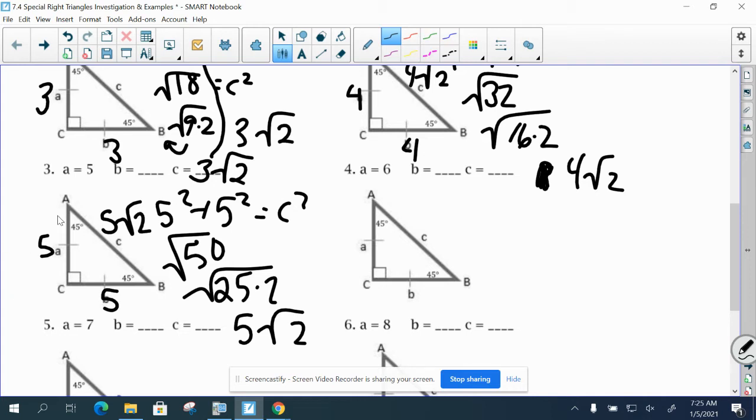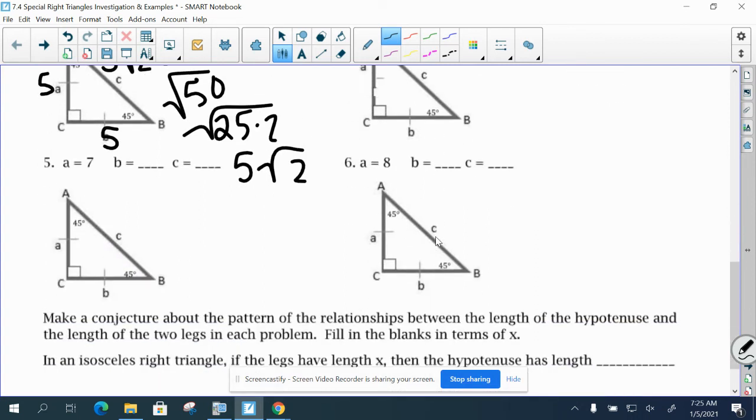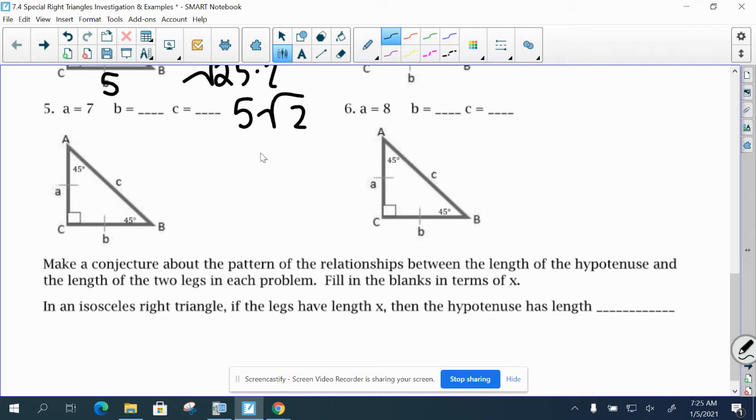If the legs in a 45, 45, 90 triangle are whole numbers, then the hypotenuse is just going to be that number times the square root of 2. I think the rest of these are the same, just with a different number. So if this is 7, this would be 7, and this would be 7 square root 2. If this was 8, this would be 8, 8, and 8 square root 2.